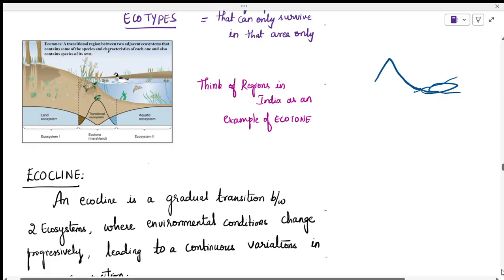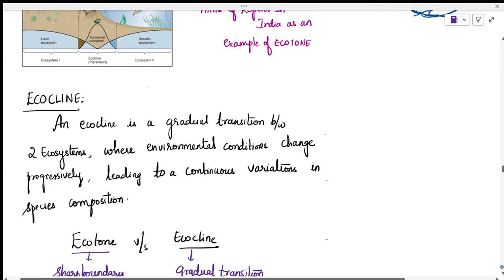Then ecocline. So we have to remember the difference between ecotone, ecotype, and ecocline. Ecotone where there will be maximum diversity. Okay, and in ecocline, there will be rapid change. Fine. So transitional ecosystem, here you can see that there will be a rapid change.